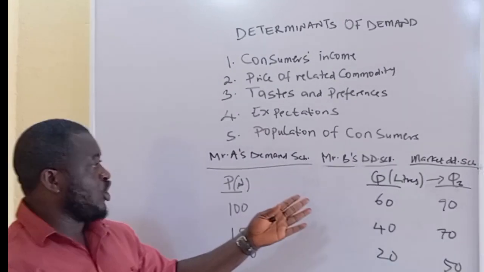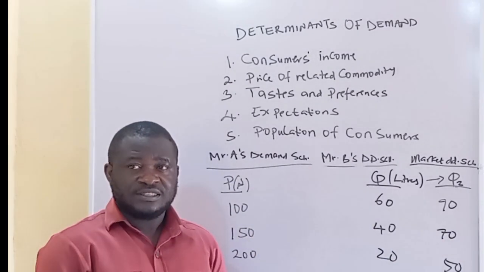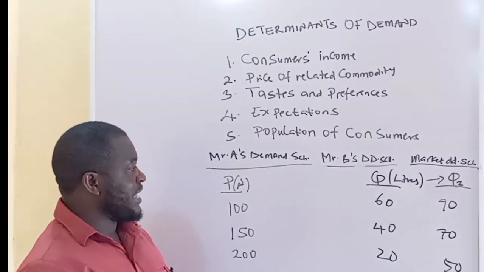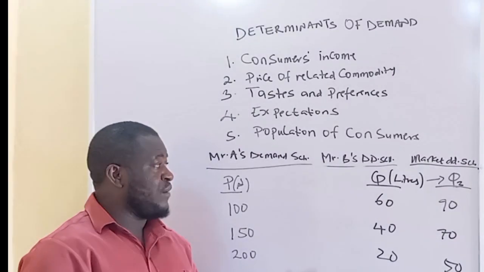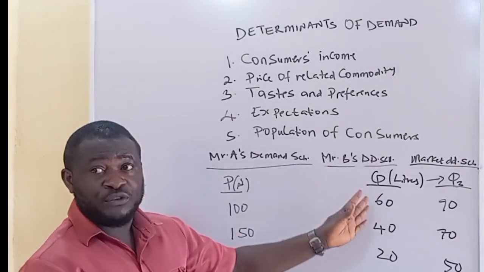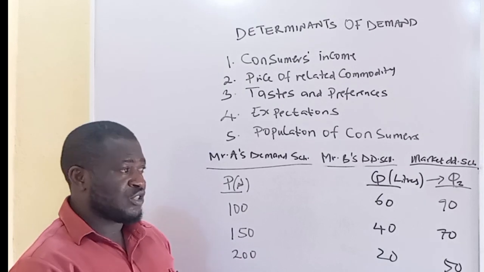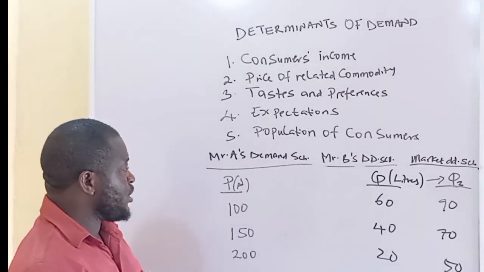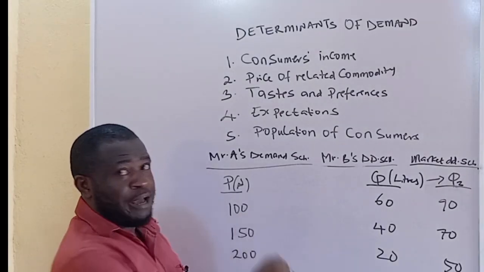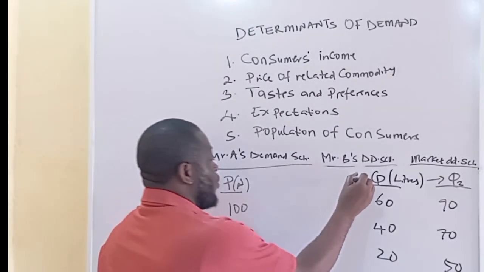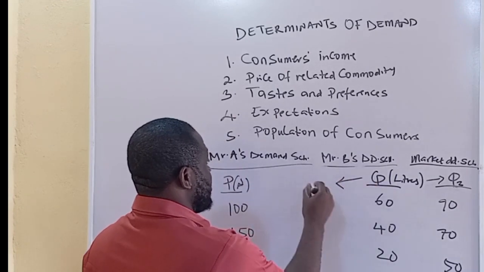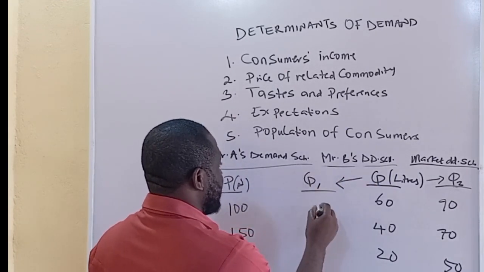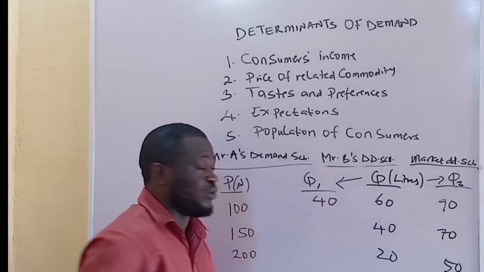What could happen if the income of Mr. A decreases? It means that Mr. A probably will no longer be able to afford the previous consumption that he was consuming. Hence, if his income decreases, it is possible that at the price of 100 naira per litre of petrol, Mr. A can no longer afford to purchase up to 60. He could now afford to purchase, say, 40 litres of petrol.